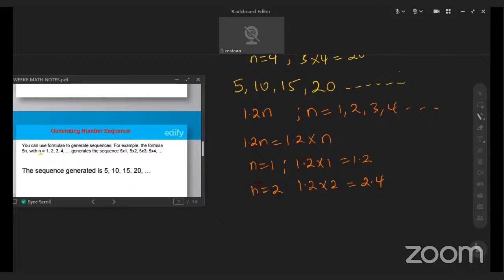But at the end of it all, please write your sequence as 1.2, 2.4, then 3.6, and so on and so forth. It is okay as long as there is the n there. You just multiply it by that. All right, I think that's noted.